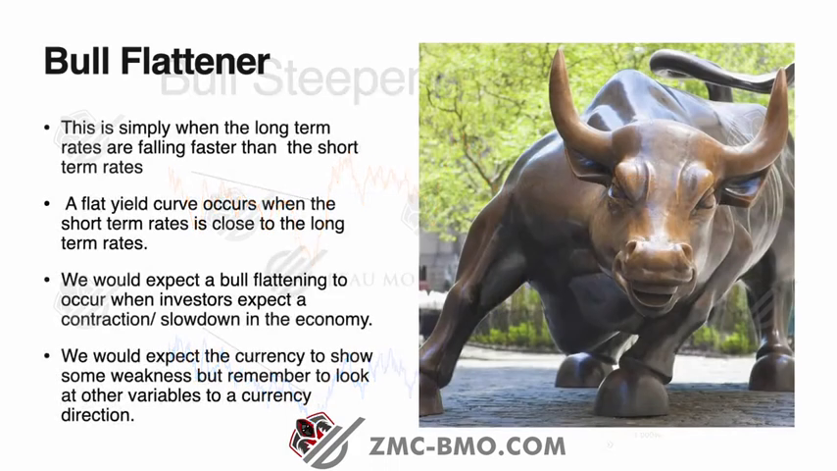A bull flattener is simply when the long-term rates are falling faster than the short-term rates, and a flat yield curve occurs when the short-term rates are close to the long-term rates.